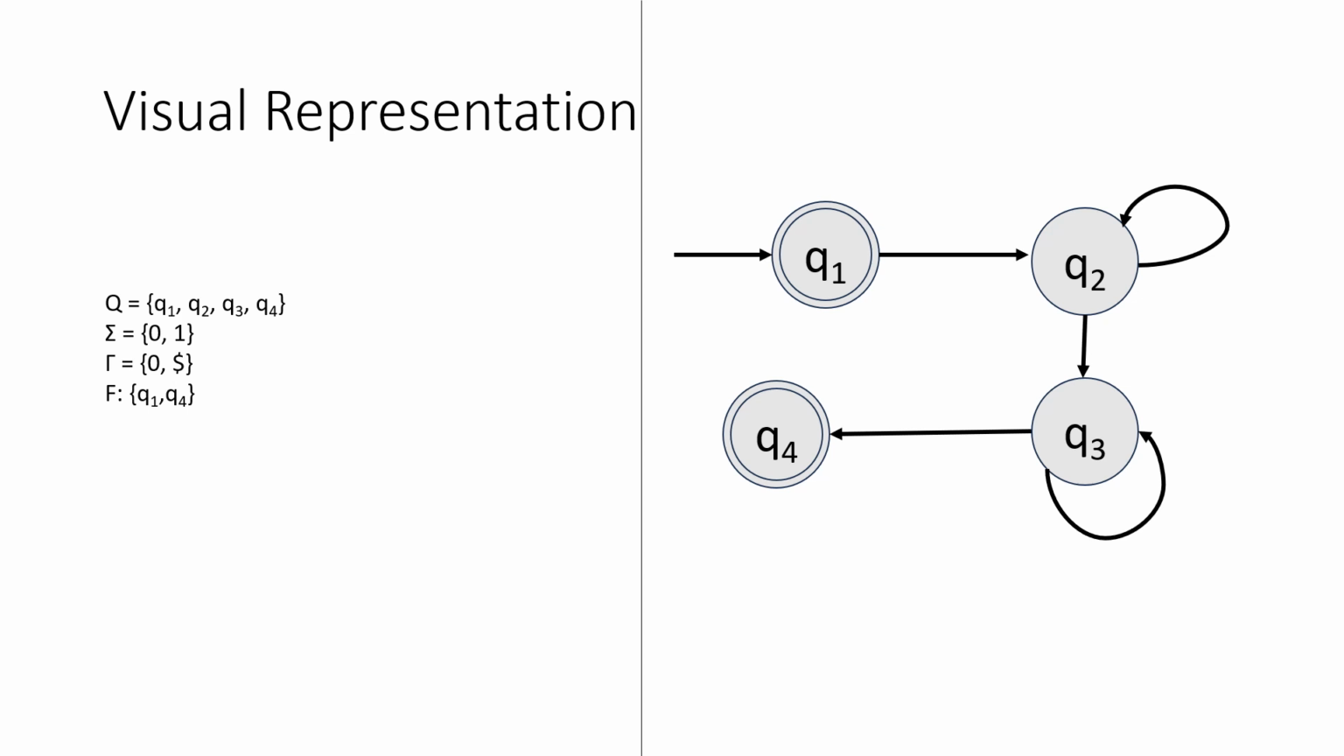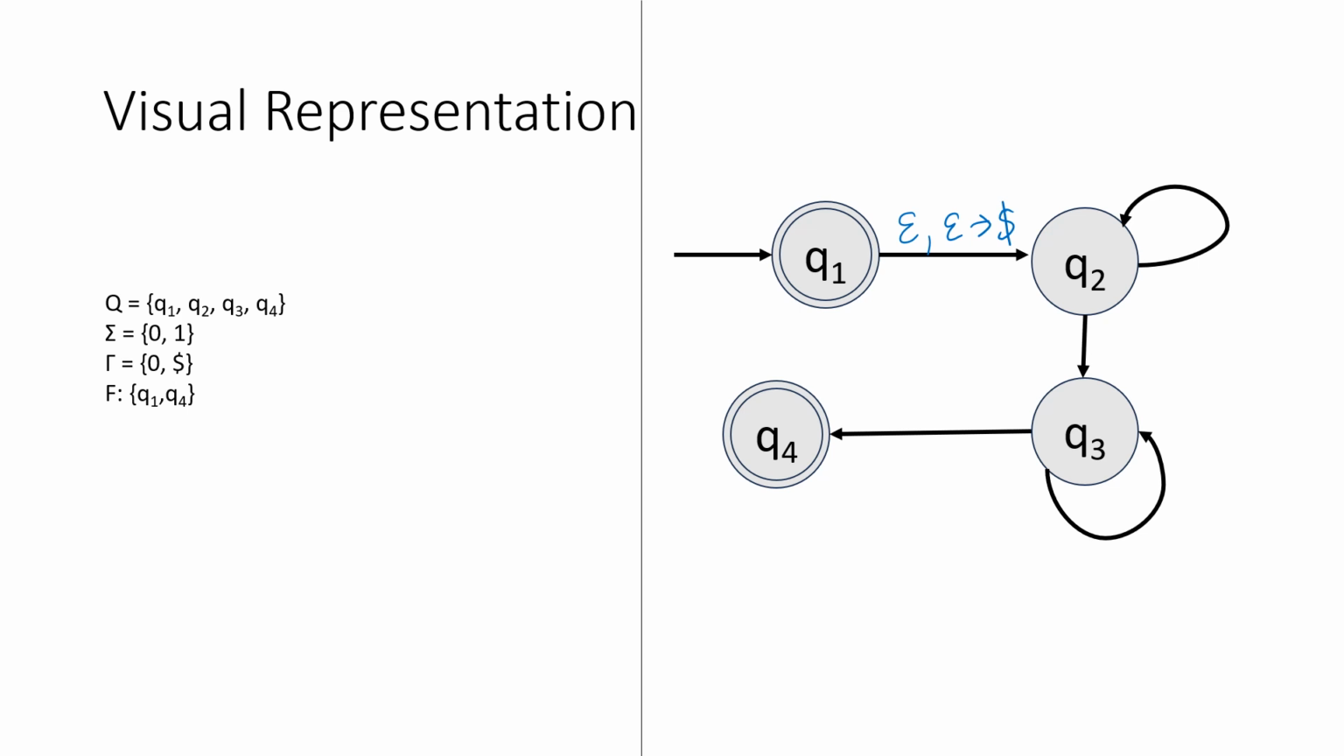Let's look at the transitions. This is something new, where I'm introducing a couple of new things. First of all, that you can have epsilon transitions. So this is an NFA. For Q1, I'm actually just going to have epsilon and then epsilon to $, because the stack is empty.